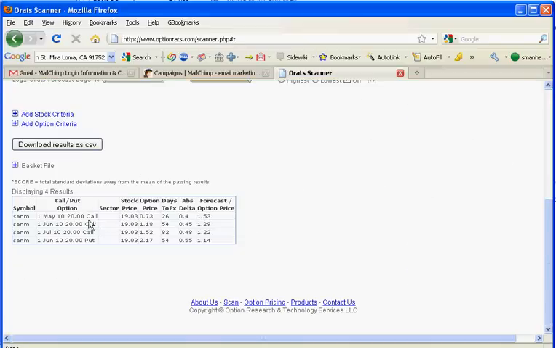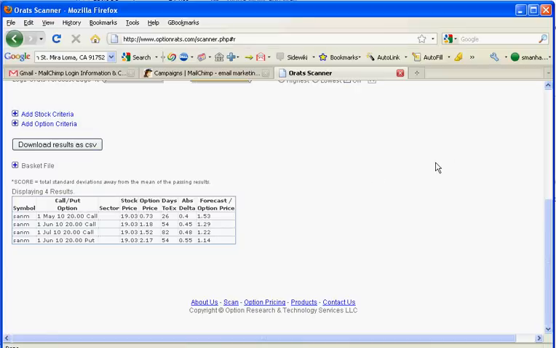Well, it wants us to buy the May 20 calls. The stock price is 19.03. The option price is approximately 0.73. 26 days to expiration. The delta is 40. The forecast divided by the option price is 1.53, so that looks like a high one.